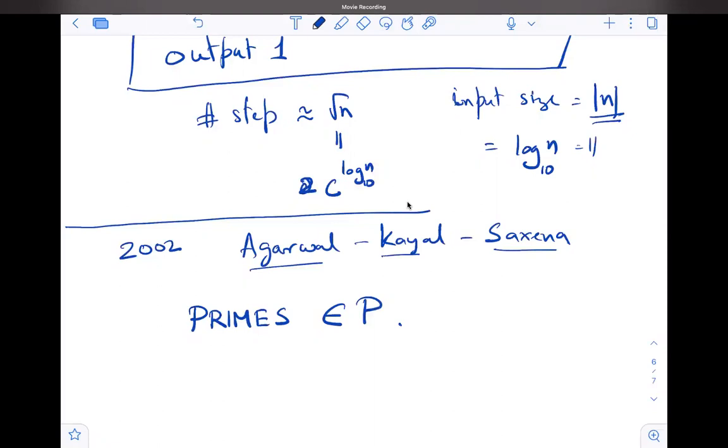And the algorithm is not at all complicated. I am not going to do it in this course. But if you guys are interested, with a little bit of number theory, you will be able to solve it. Okay. So this shows that there are problems that at first sight don't look like they're in P, but they can very well be in P.